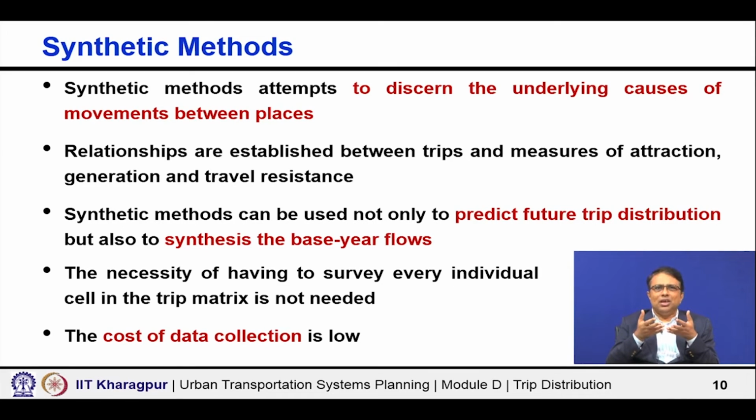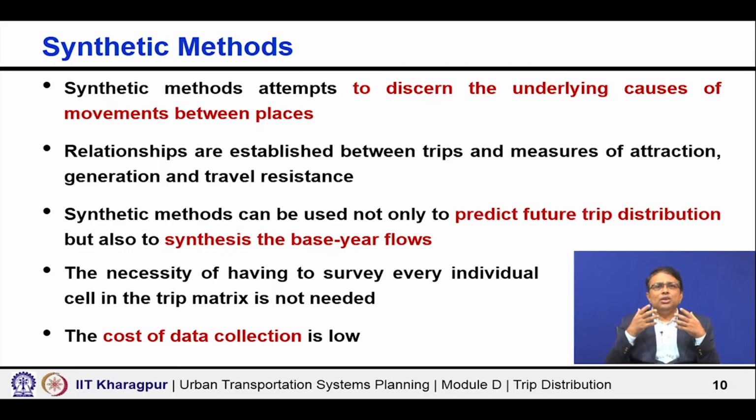Synthetic methods attempt to obtain the underlying causes of movement between places. Why are more people going there? Why are fewer people going there? Maybe the attraction is more there. If you think of shopping, there may be more shopping opportunities available there. That is why people are going more there as compared to other zones. Or maybe the transport system is also very good. The road connectivity and the available transport system is very good, so naturally more people are going there.